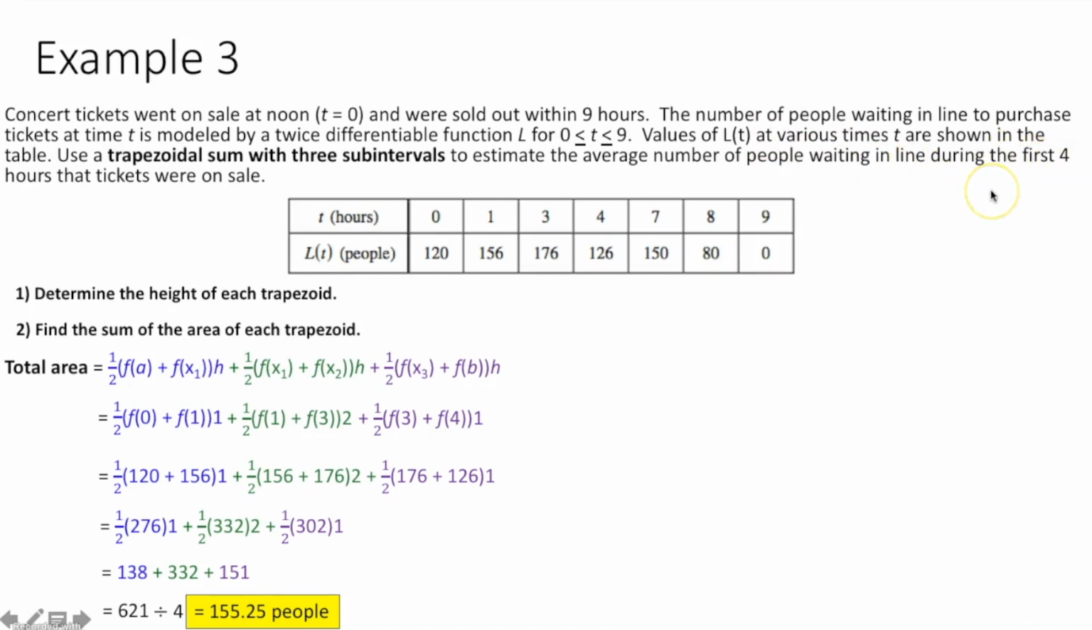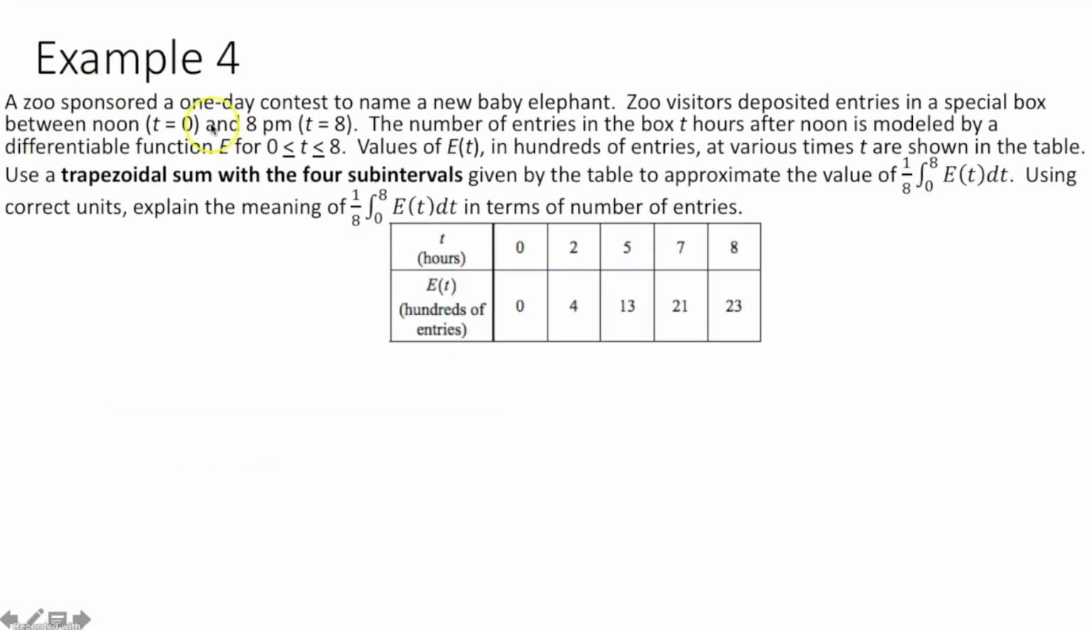So example 4 says a zoo sponsored a one-day contest to name a new baby elephant. Zoo visitors deposited entries in a special box between noon, t equals 0, and 8 p.m., t equals 8. The number of entries in the box t hours after noon is modeled by a differentiable function, capital E, for 0 is less than or equal to t, which is less than or equal to 8. Values of capital E of t in hundreds of entries at various times t are shown in the table.